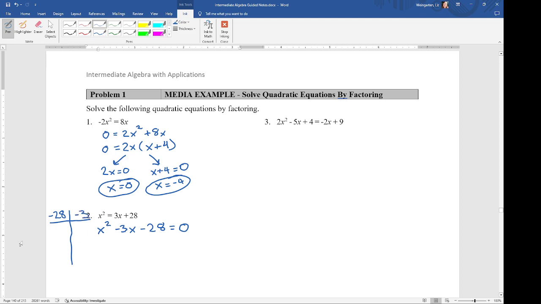We know that it's going to be two numbers that are relatively close together, and we know the larger number is going to be negative. So I will choose negative 7 and positive 4, and that does add up to negative 3. So those are our factors.